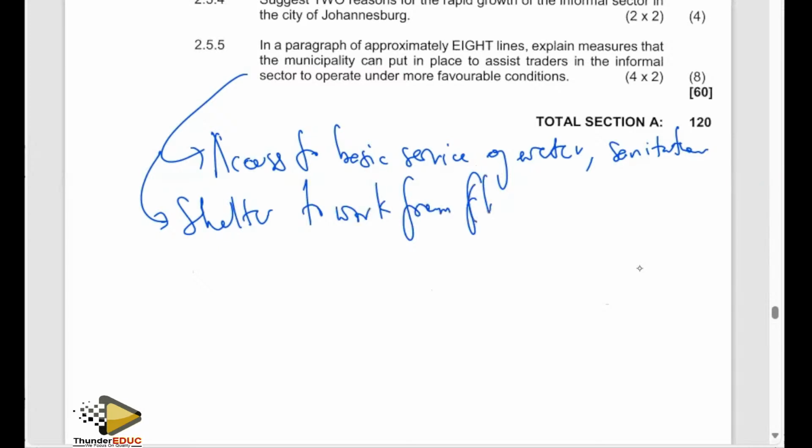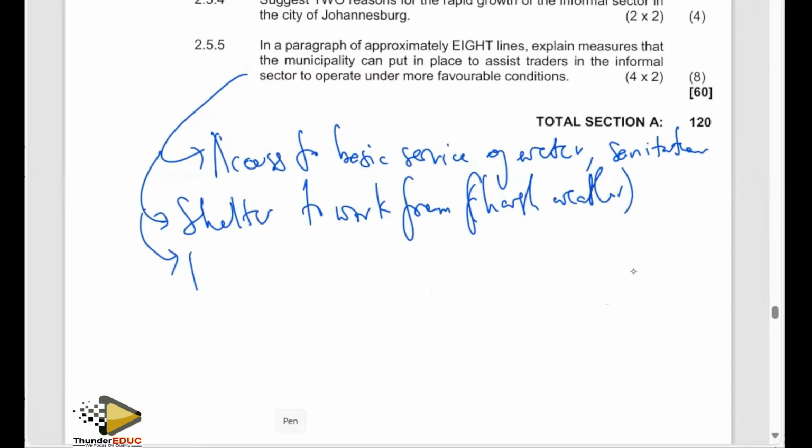And usually because of harsh weather conditions, the informal traders are faced with harsh weather. On a cold day, they are faced with the coldness. On a rainy day, sometimes they can't even operate. So if the government can provide shelter facilities to accommodate them to do their businesses, that can also be a positive move towards them being afforded a chance to have favorable conditions in their work.